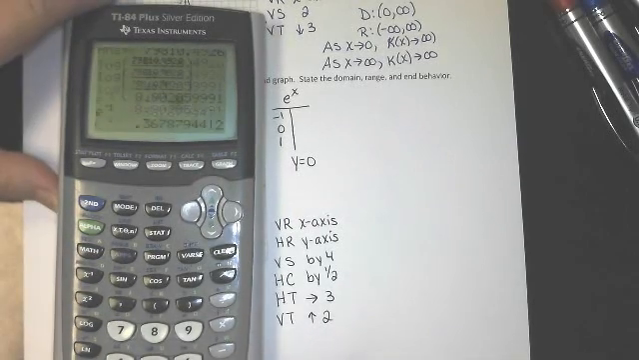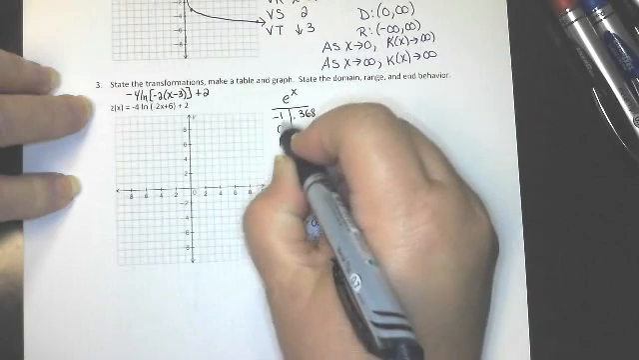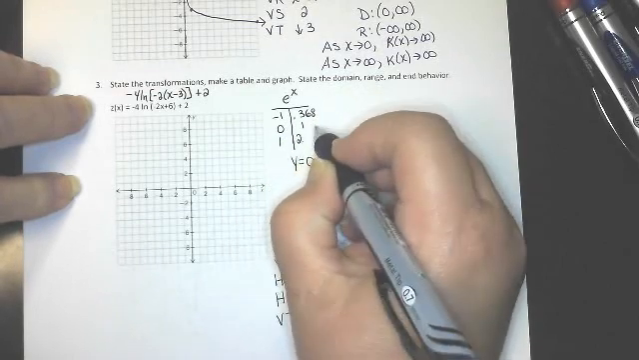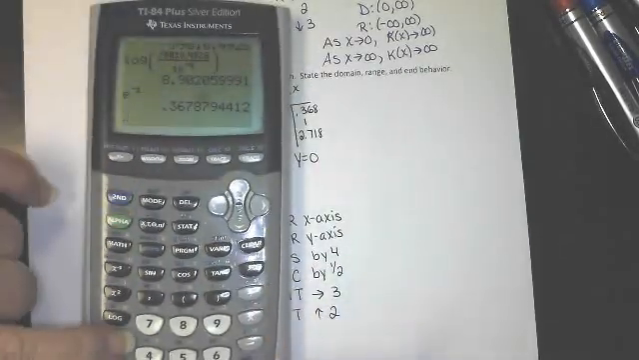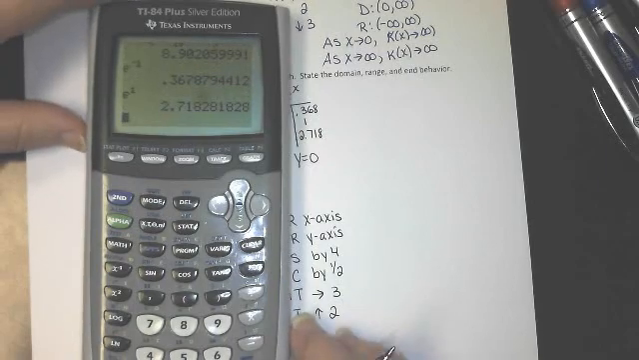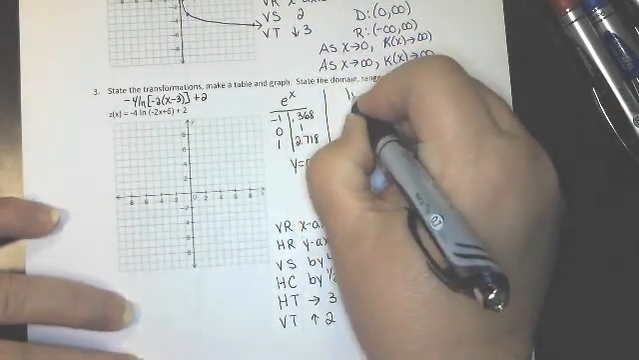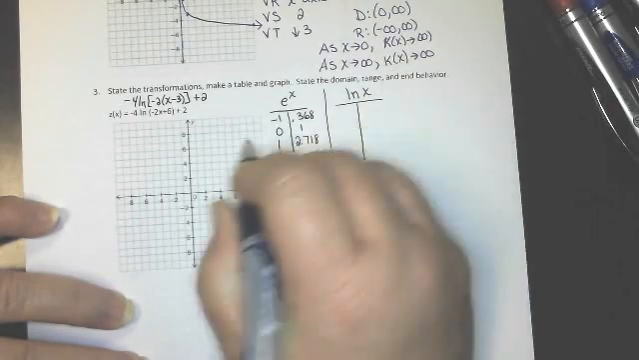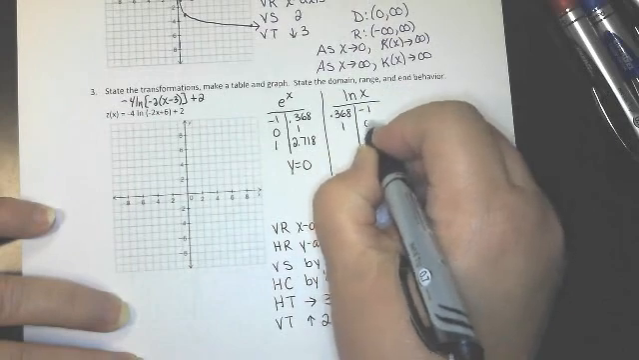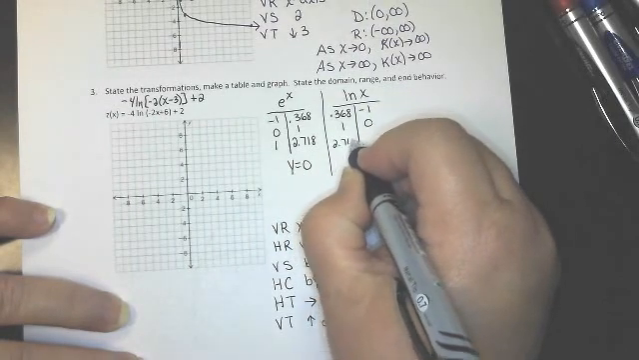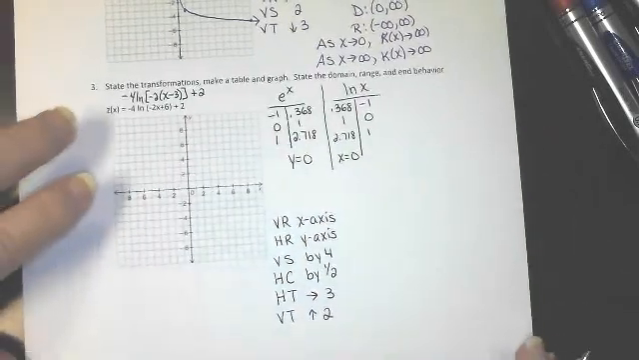E to the -1, 0.368. I know e to the 0 is 1, and I know e to the 1 is 2.718. I just have that one memorized, but here it is, 2.718. So that's my e to the x table. Now I'm going to do my natural log table, which is just the inverse. So flip all the numbers. 0.368, -1, 1, 0, 2.718, 1. And the inverse has an asymptote at x equals 0.